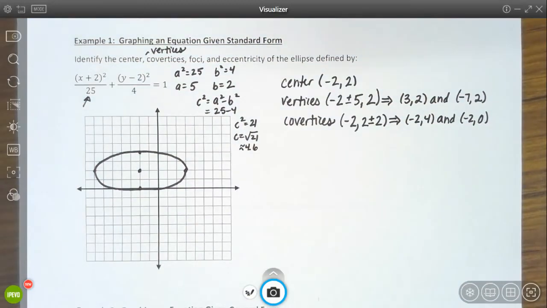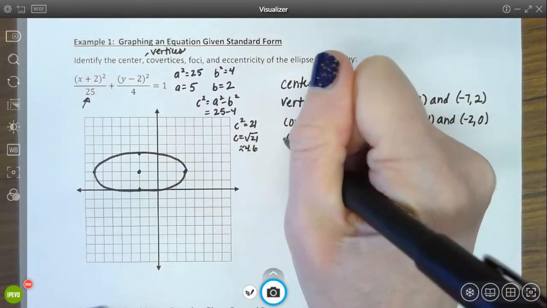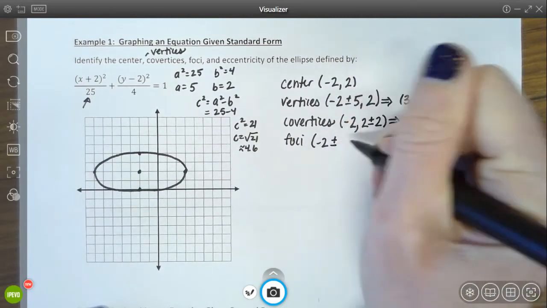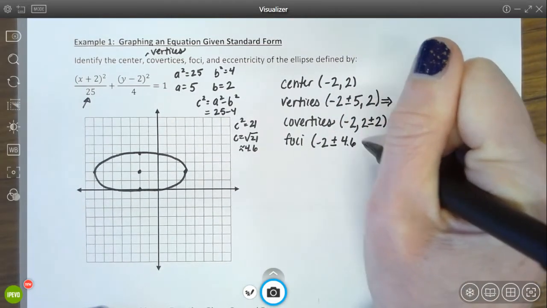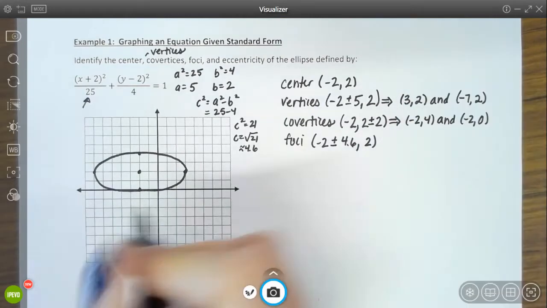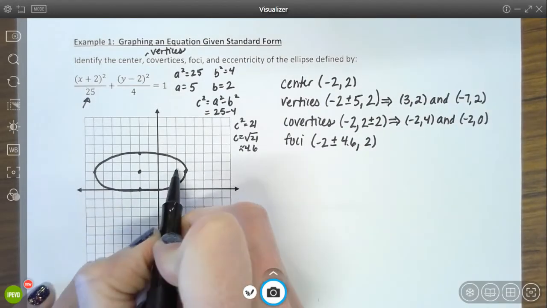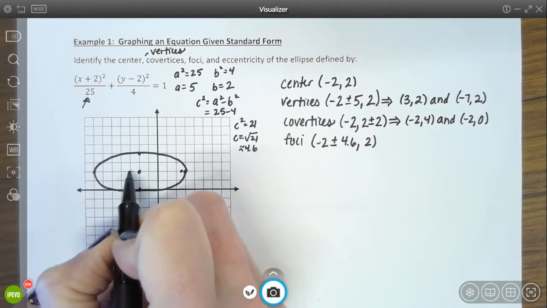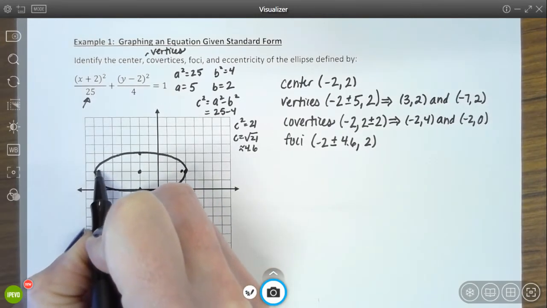So my foci are about 4.6 units off of my center, again, moving it the same way as my major axis. It's because they land on my major axis. So they're affecting the x-coordinate of my center. So to find my foci, I'm just going to take the x-coordinate of my center and add and subtract my c value. So my foci are going to go 4.6 units to the right. I'm just going to eyeball this guy, and then 4.6 units to the left.